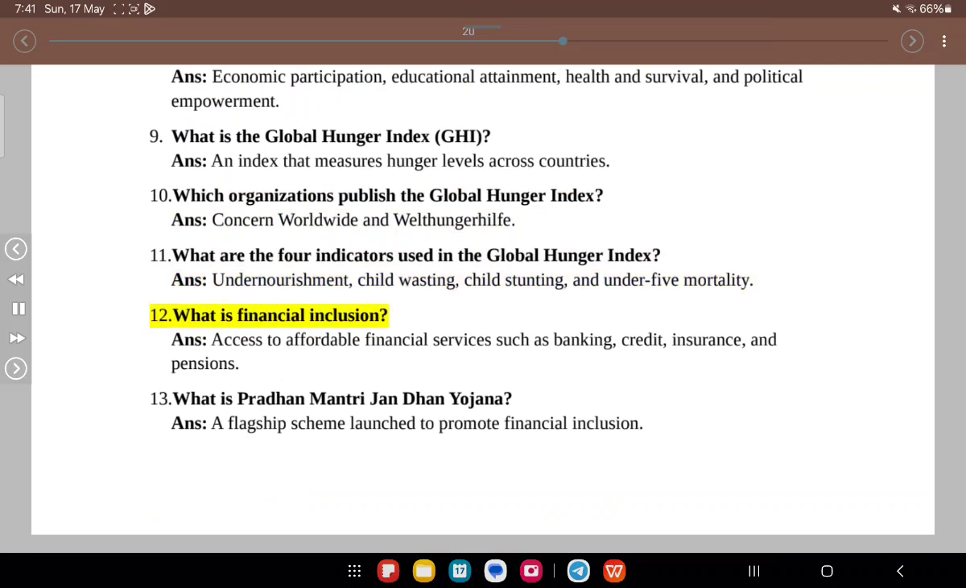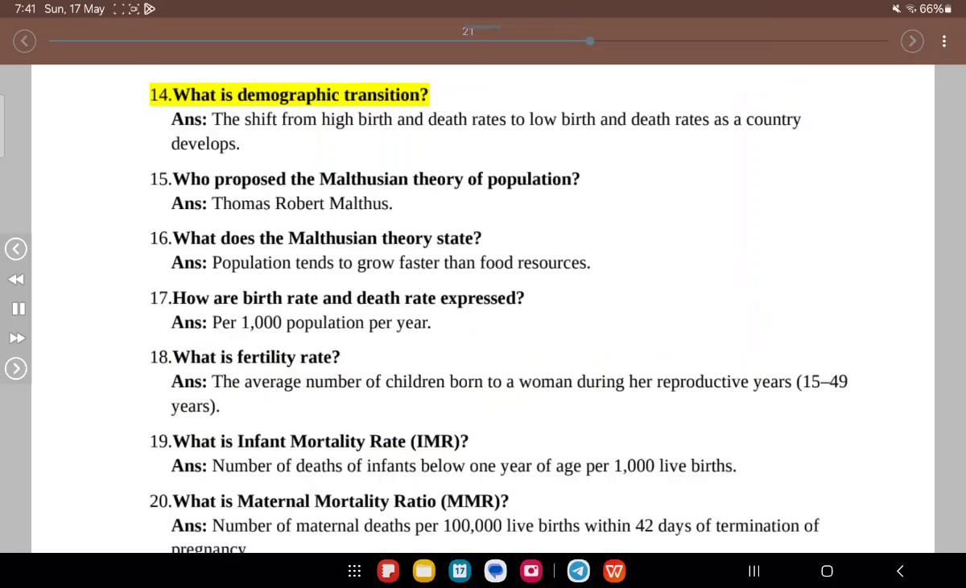12. What is financial inclusion? Ans. Access to affordable financial services such as banking, credit, insurance, and pensions. 13. What is Pradhan Mantri Jan Dhan Yojana? Ans. A flagship scheme launched to promote financial inclusion. 14. What is demographic transition? Ans. The shift from high birth and death rates to low birth and death rates as a country develops.